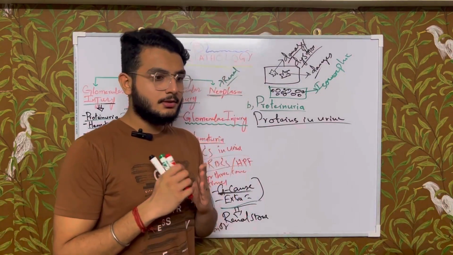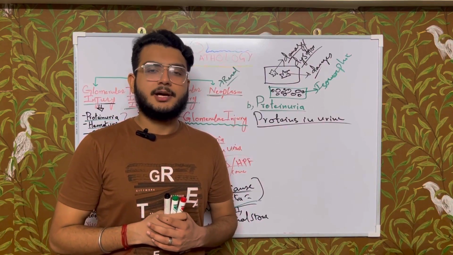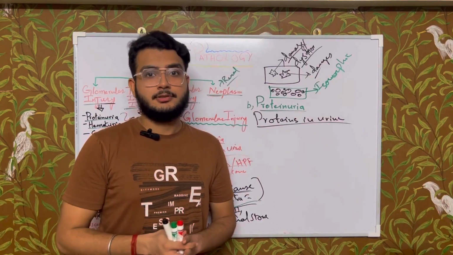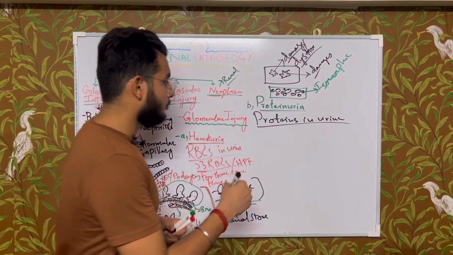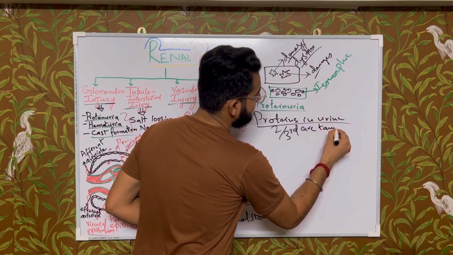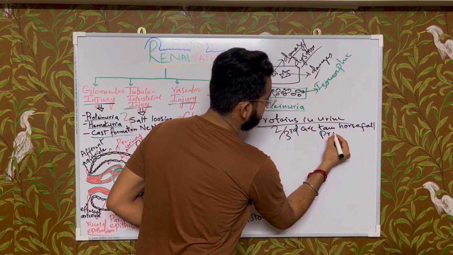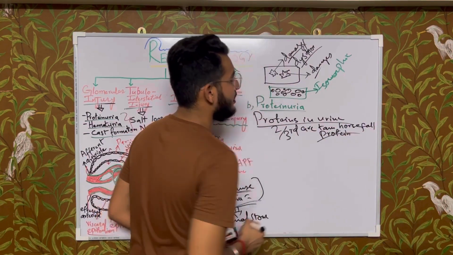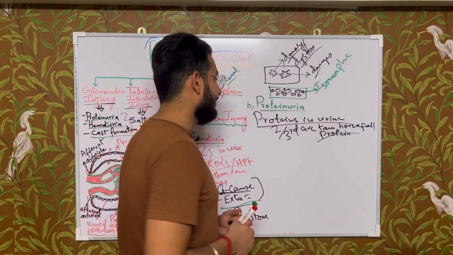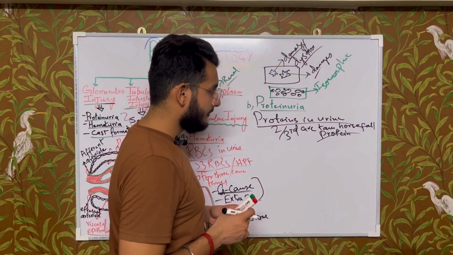Do proteins normally present in the urine? The question must arise in your mind. Yes, proteins are normally present in the urine. Two-thirds of these proteins are Tamm-Horsfall proteins, which are produced by the ascending limb of the loop of Henle. So this was about proteinuria.